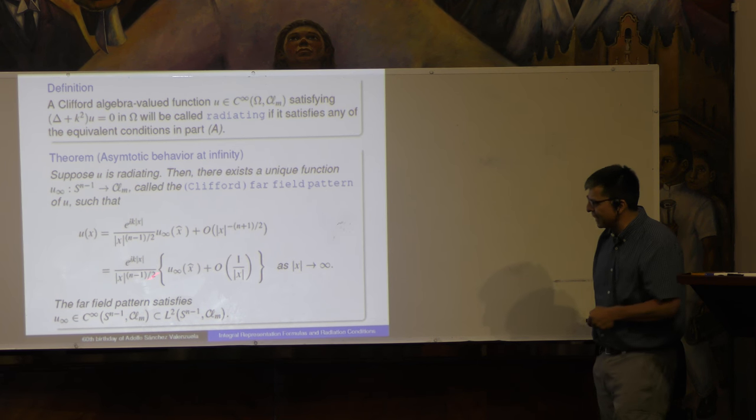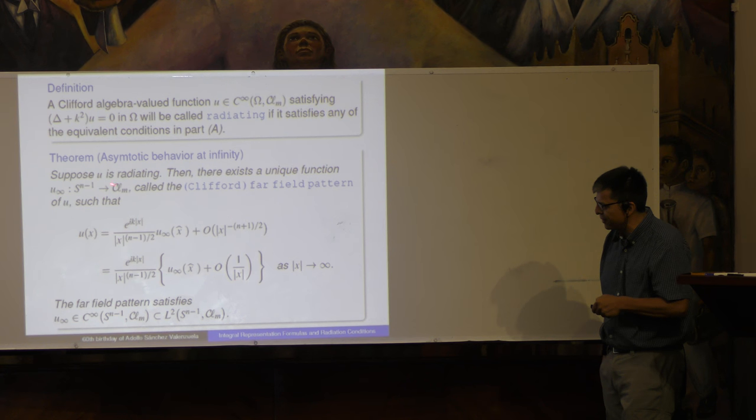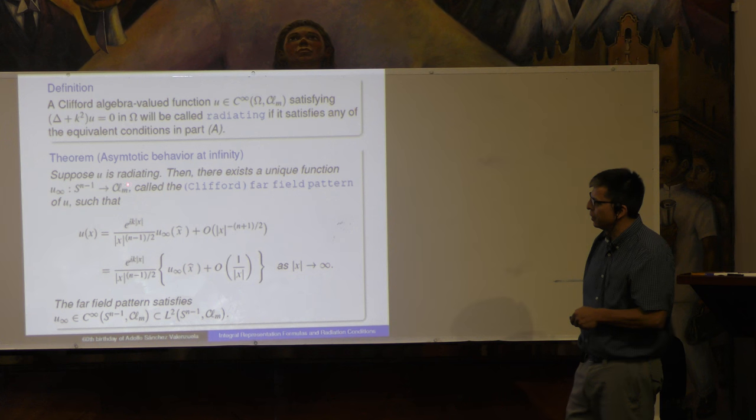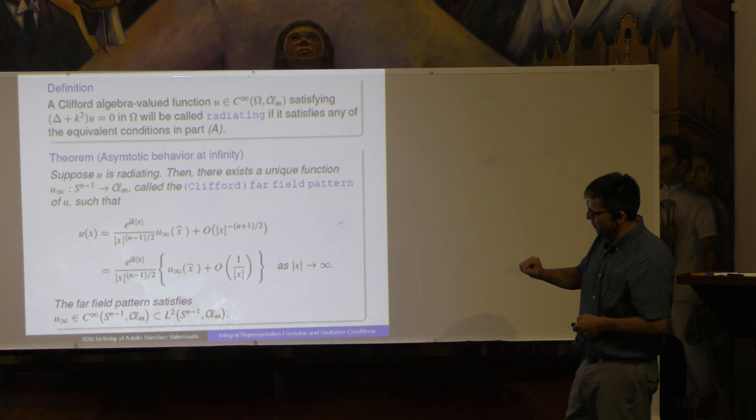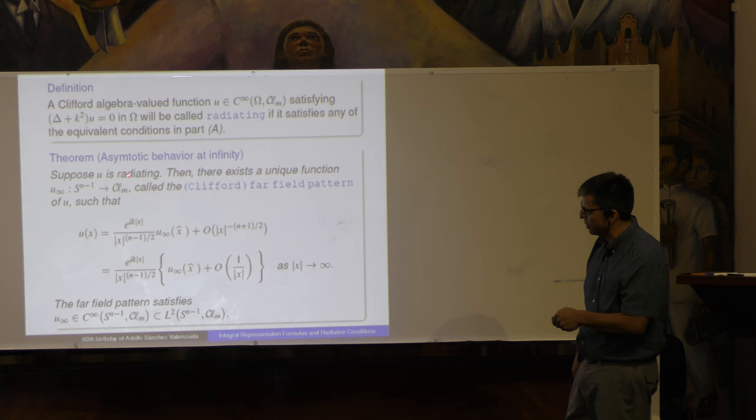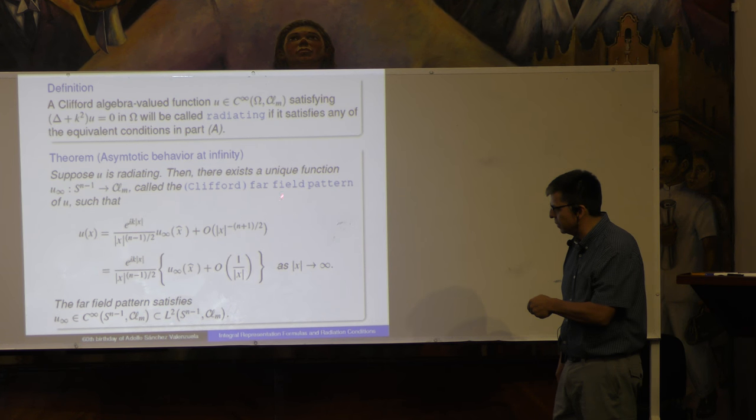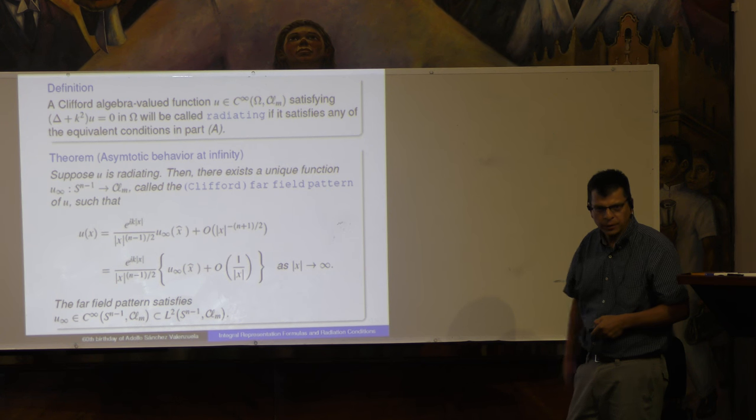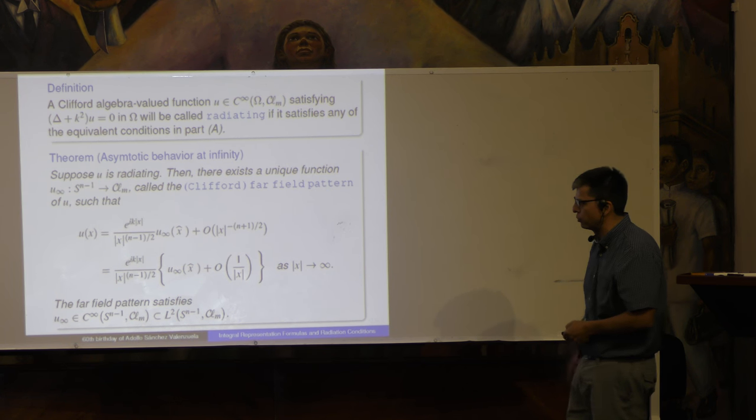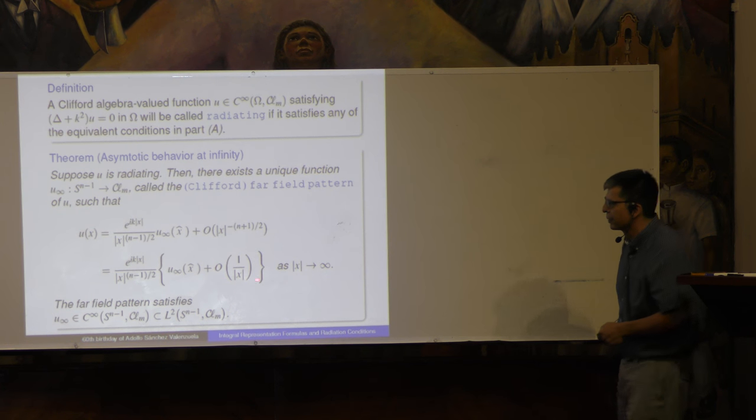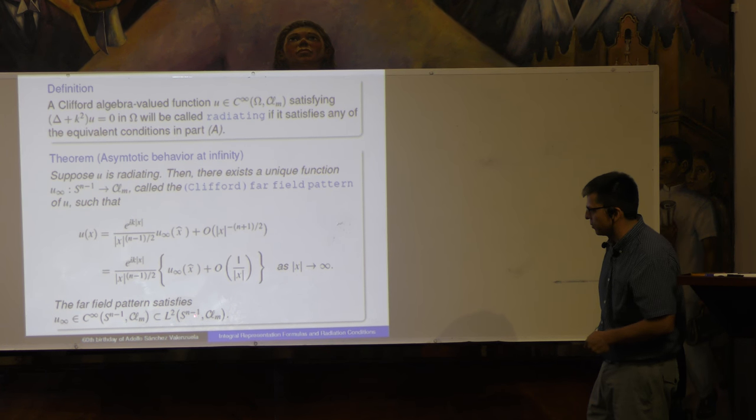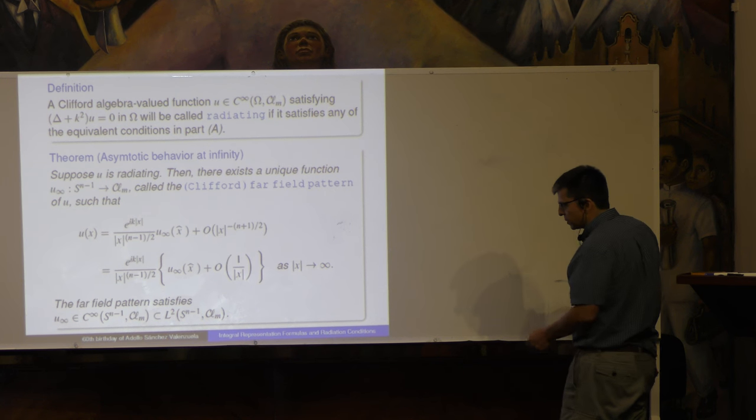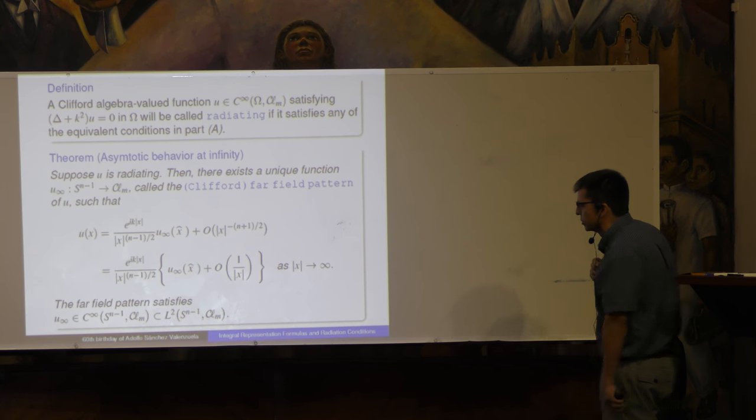And the nicest thing about this is that the far field mapping, that is, to associate to each radiating function its far field, is a one-to-one function. And that's used a lot for scattering theory. And I put just a few: it's a C infinity function on the sphere.